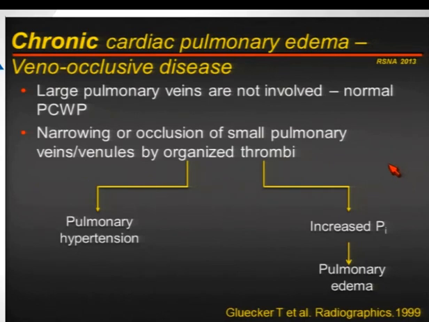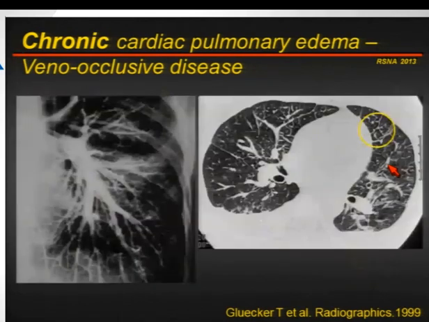What is interesting is that since the large veins are not involved, the pulmonary capillary wedge pressure would be normal. In addition to the usual septal thickening that we see on the chest CT, there are centrilobular nodules seen which actually represent the dilated venules.